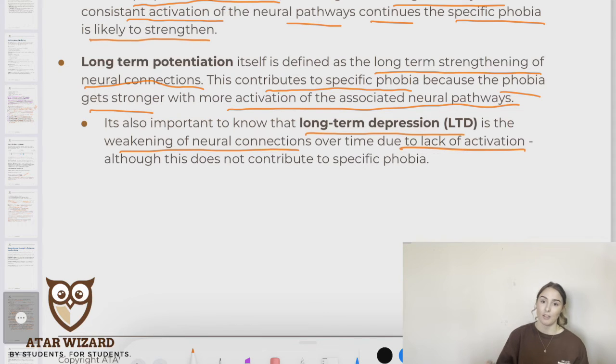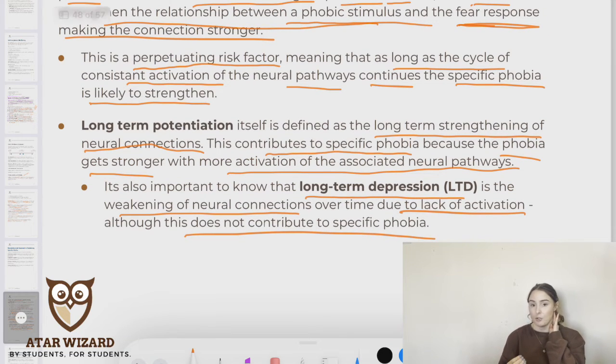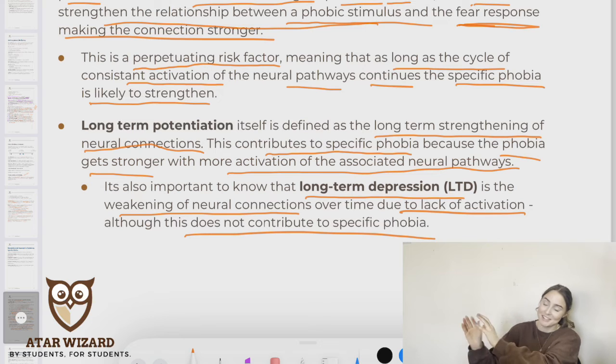First of all, it starts by them not activating as quickly. They take more to activate in the brain, and then eventually, if that neural pathway continues to not be used, the brain will get rid of it in the name of efficiency. So that is long-term depression, and it doesn't contribute to specific phobia. It does contribute to the interventions to specific phobia, which again, is the next study design area, so don't worry about that yet.